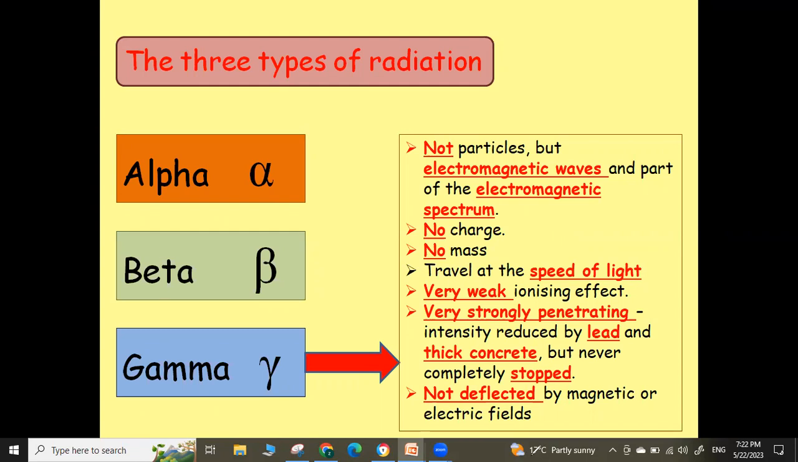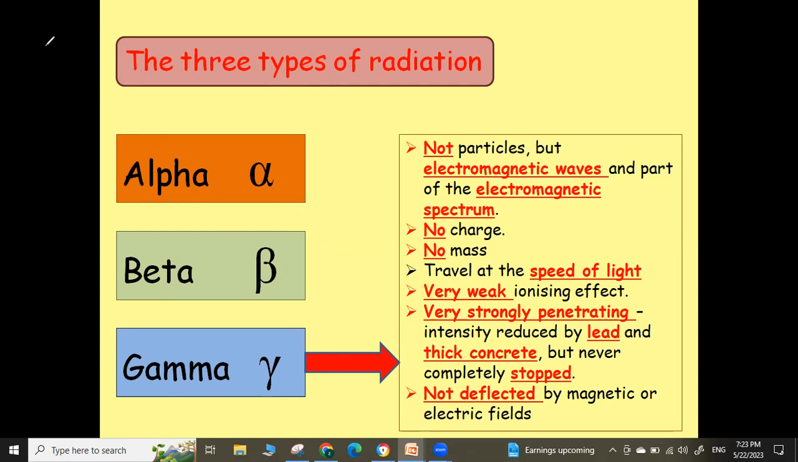The next property: very strongly penetrating. The intensity is reduced by lead and thick concrete, but never completely stopped. So they have a very high penetrating level. They can penetrate into the lead and thick concrete, and they cannot be completely stopped. And because gamma rays have no charge and no mass, they are not going to be deflected by magnetic or electric fields. They'll just go through the fields without any deflection.